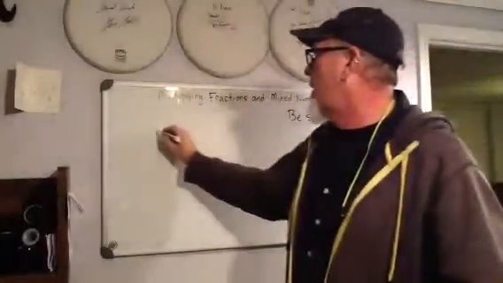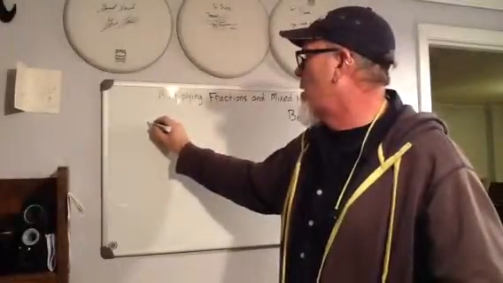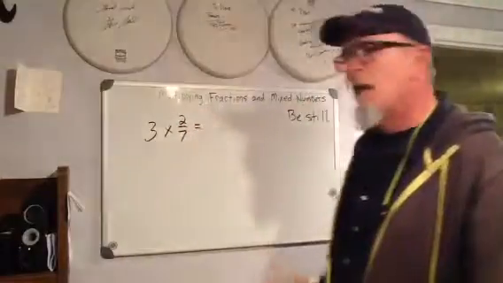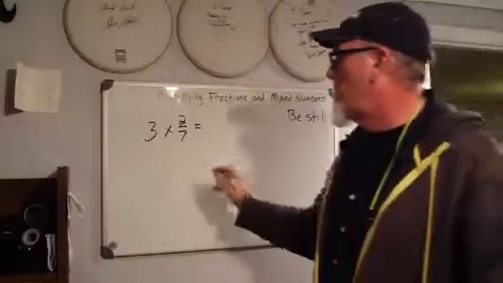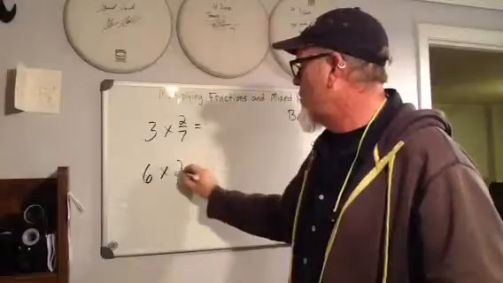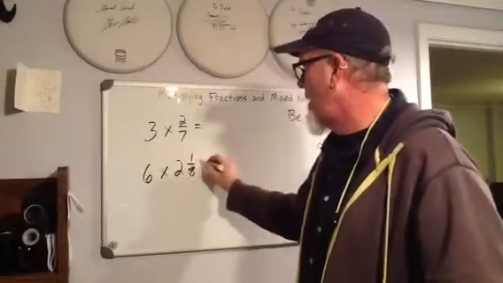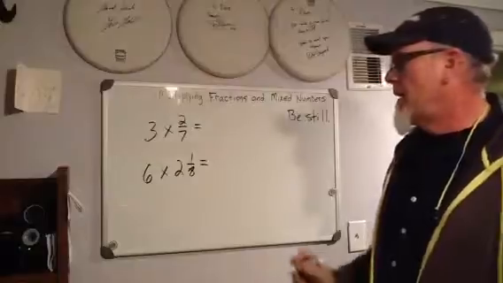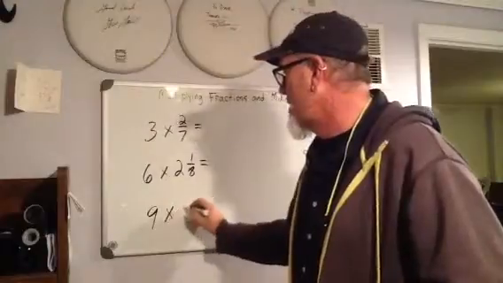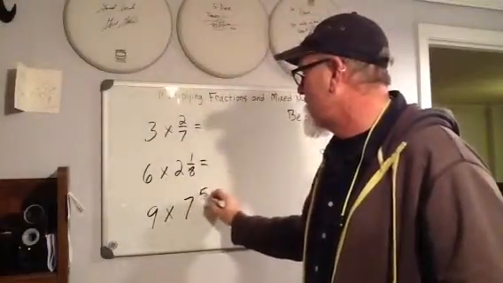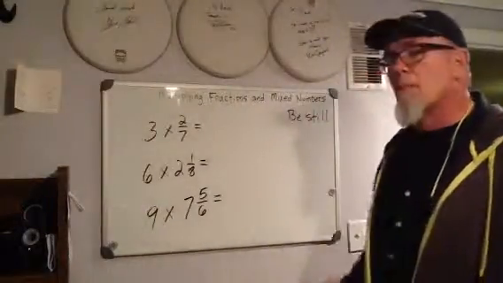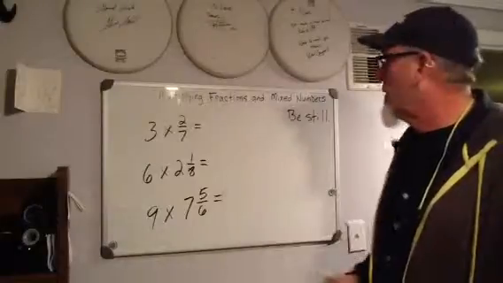All right? This is very, very not difficult to do if you break it apart and really think about how to do it. So let's try this one right here. We'll start with a simple one. We'll go with 3 times 2/7. And then let's try one that's a little bit more involved. Let's say 6 times 2 1/8. Let's try that one. And then let's try one that gets into some bigger numbers. Let's try 9 times 7 5/6.